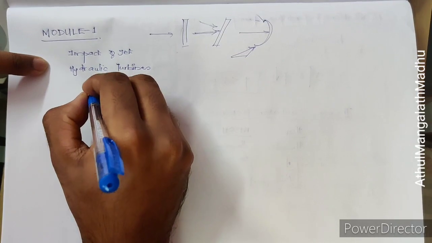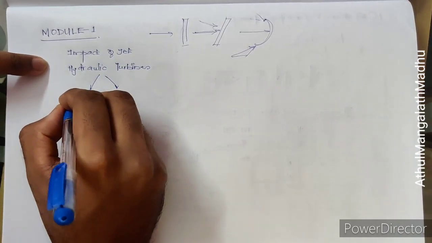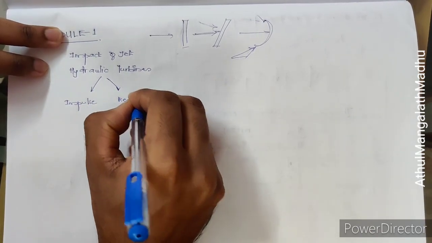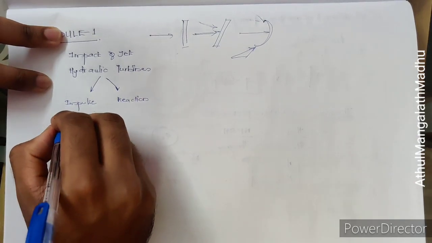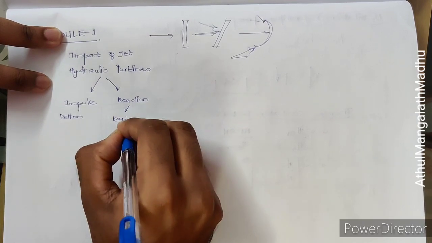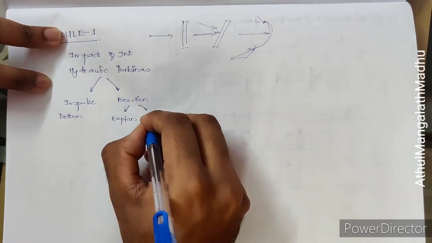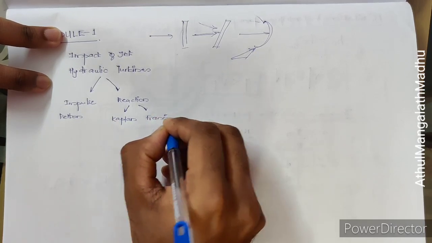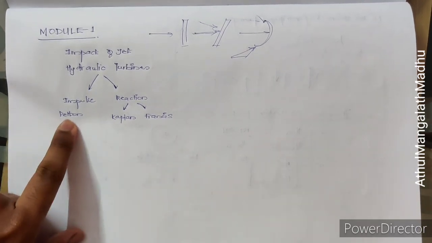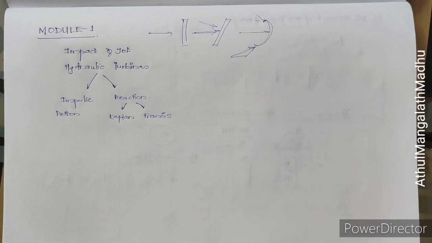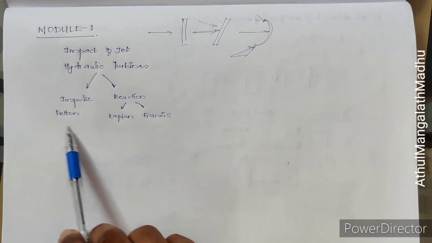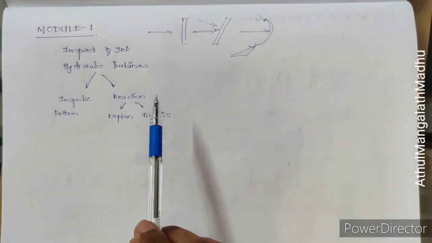And when coming to hydraulic turbines, the main things that you have to study are the impulse turbine and the reaction turbine. In case of impulse turbine, you will be dealing with the Pelton wheel turbine, and in case of reaction turbine, you will be dealing with either the Kaplan turbine or the Francis turbine. The most important thing is that you have to learn the numericals of the Pelton wheel turbine, Kaplan turbine, and Francis turbine. If you refer to previous year question papers, you can find questions from Pelton wheel as well as Kaplan and Francis turbine.